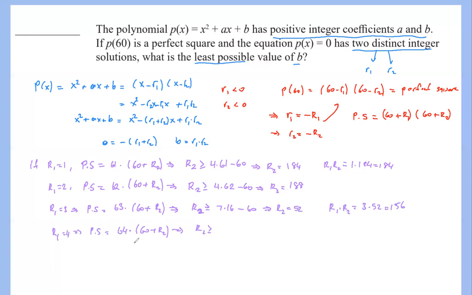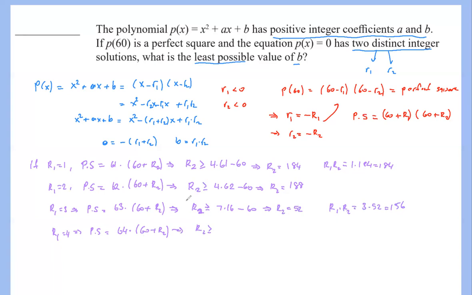But 64 is a perfect square. So your goal is just to multiply 64 by something that will give us a perfect square that is as small as possible. That will require that R2 should be larger than 4. So that's something we have to keep in mind.